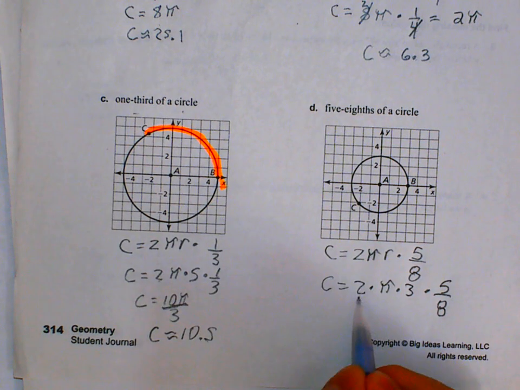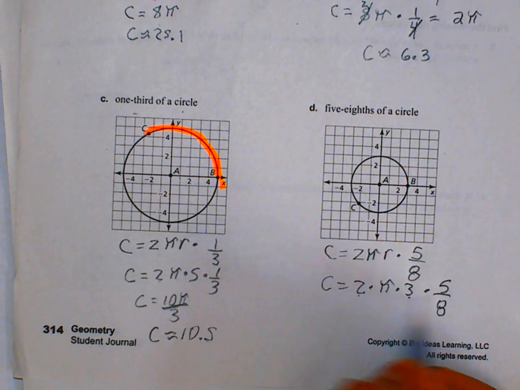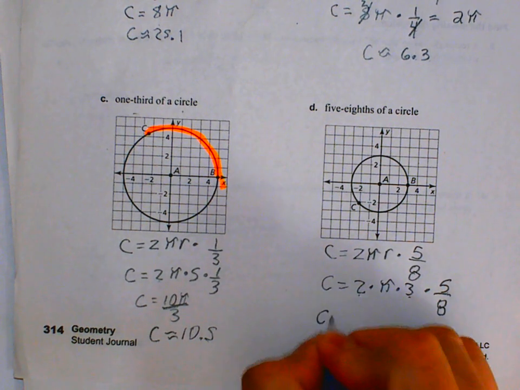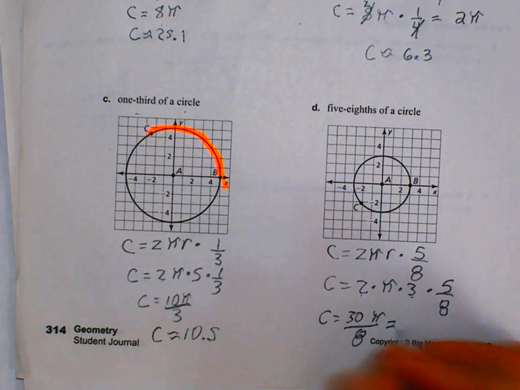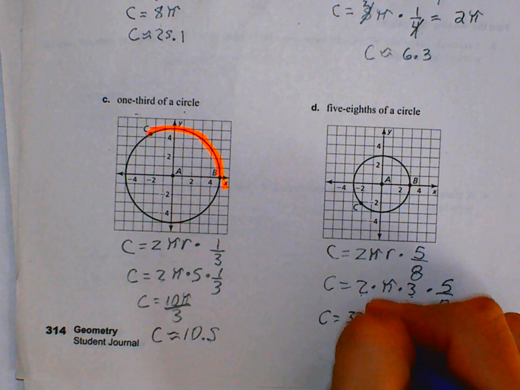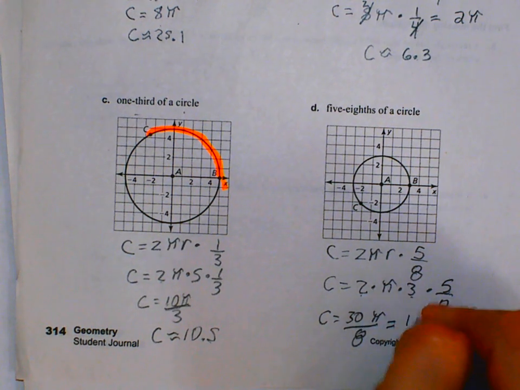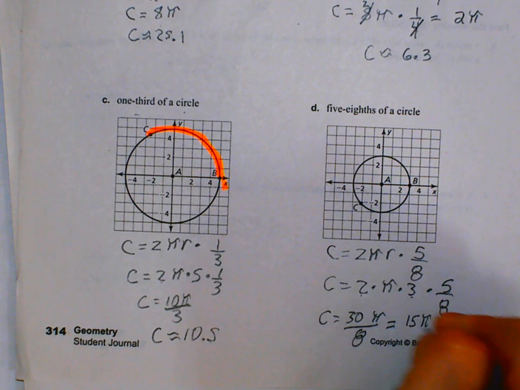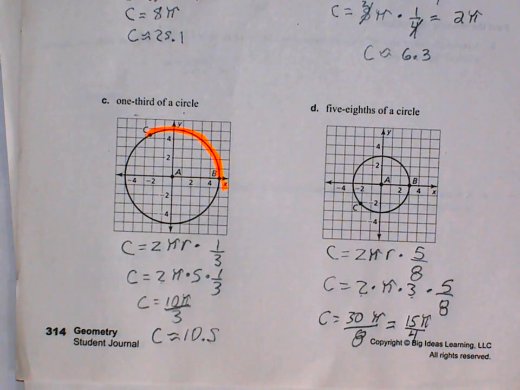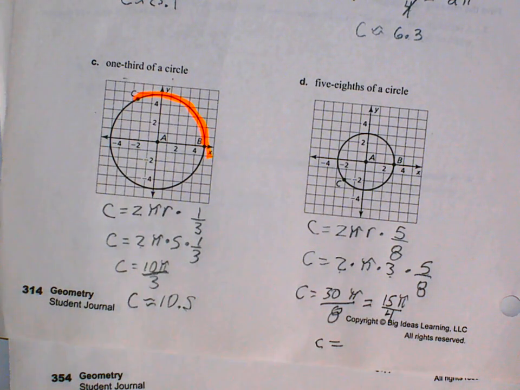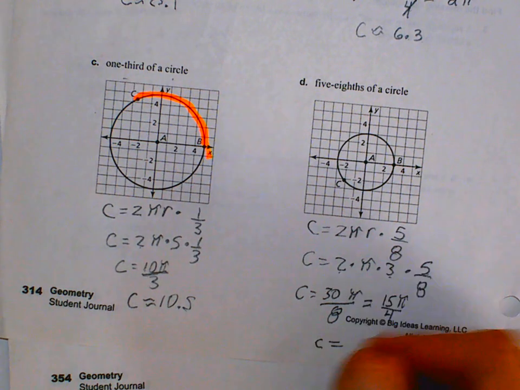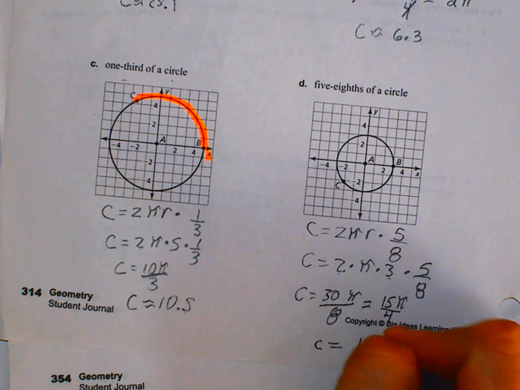Multiply all the numerators. 2 times 3 times 5, that's 30. But this is not fully simplified because they're both divisible by 2. So divide 30 and 8 by 2, and you're going to get 15 pi over 4. Now, if I want a decimal approximation, all I have to do now is put it in the calculator. 15 times pi, then divided by 4, and I get approximately 11.8. I'm rounding everything to the nearest tenth.